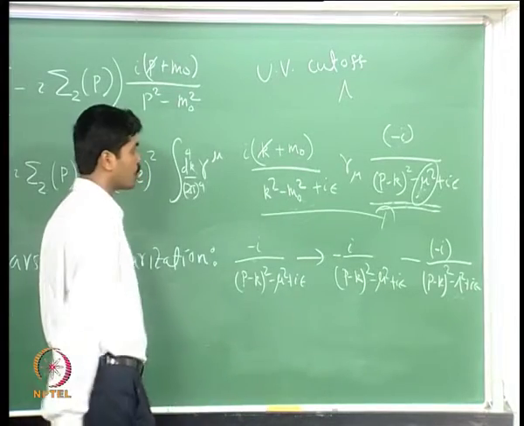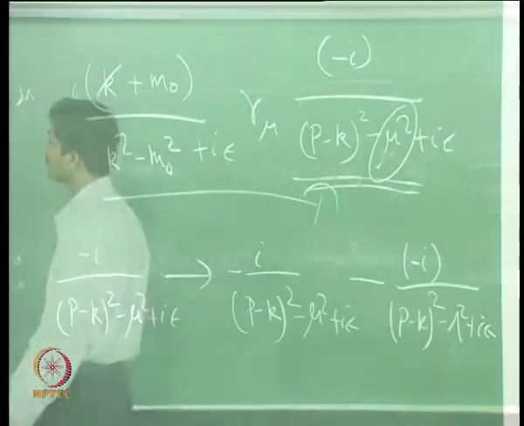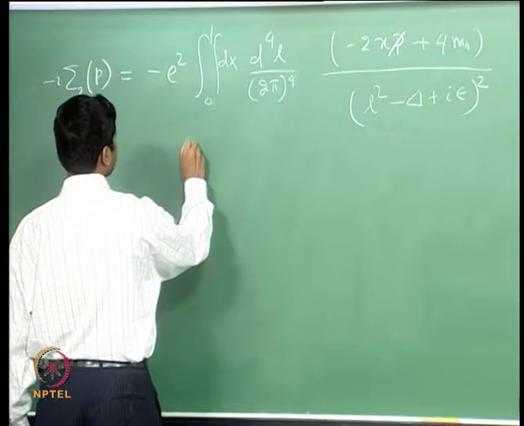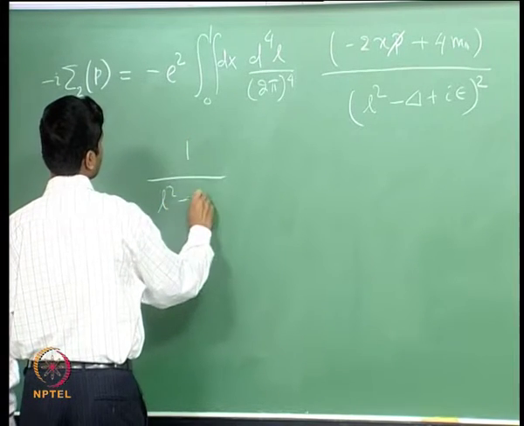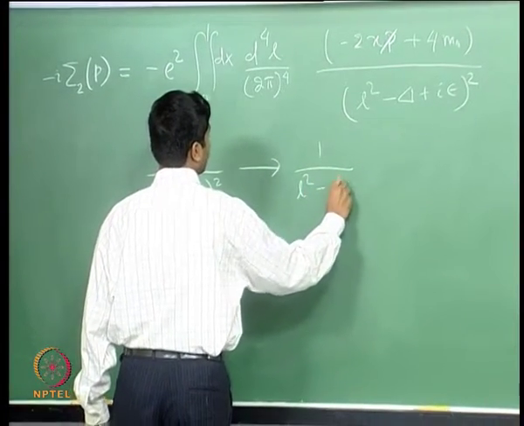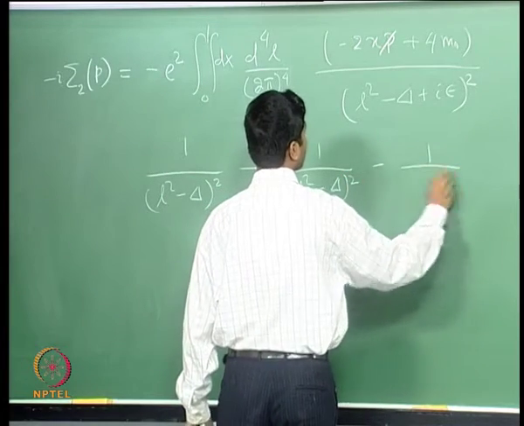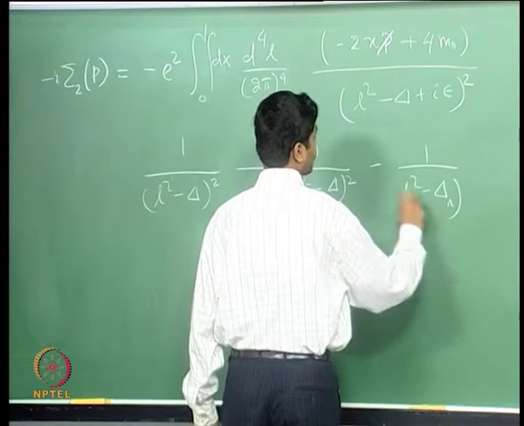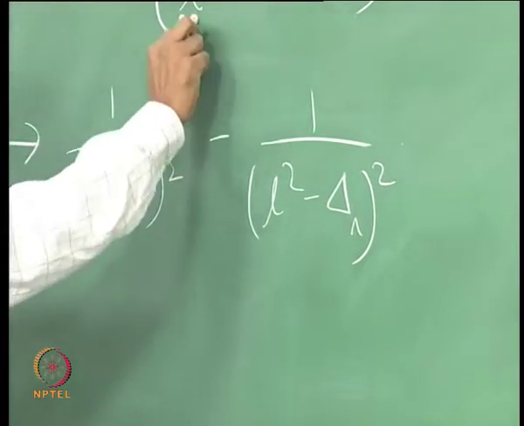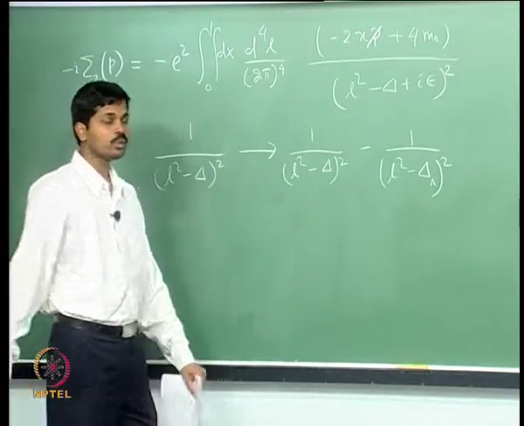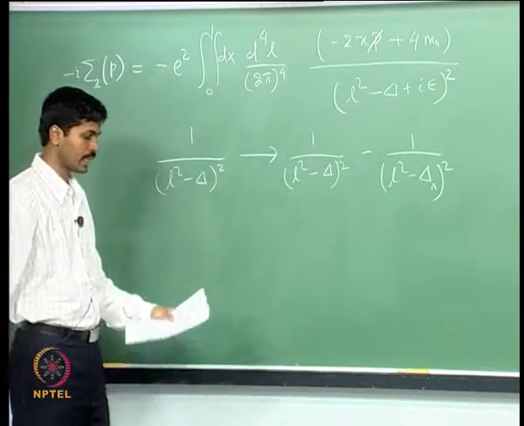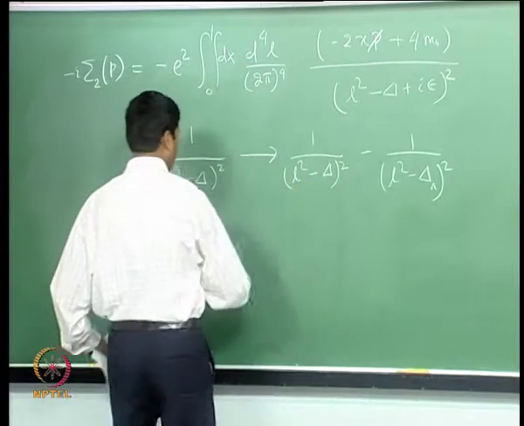All right. So, what you will have here is again everything will be exactly as it is, but instead of 1 over L square minus delta whole square, what you will have is 1 over L square minus delta whole square minus 1 over L square minus delta lambda. I will denote whatever the quantity to be delta lambda. So, this is what you will get. The effect of the UV cutoff will be to introduce another term here, 1 over L square minus delta lambda.